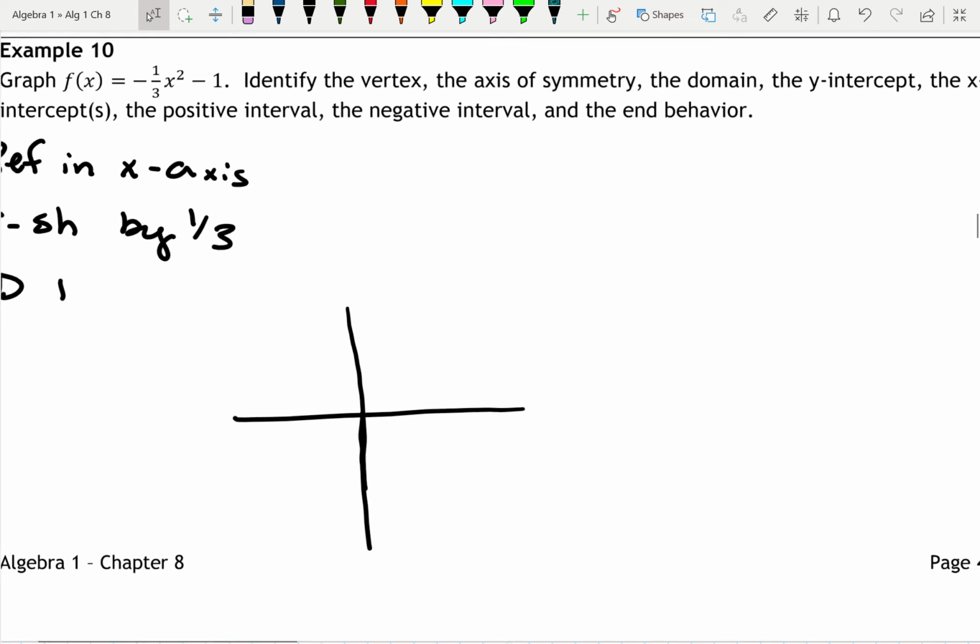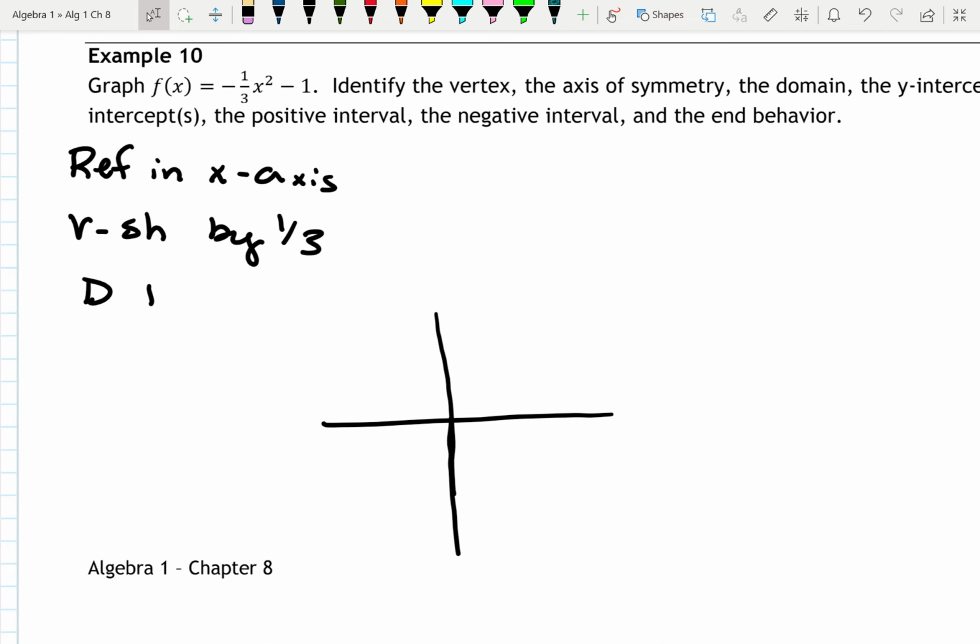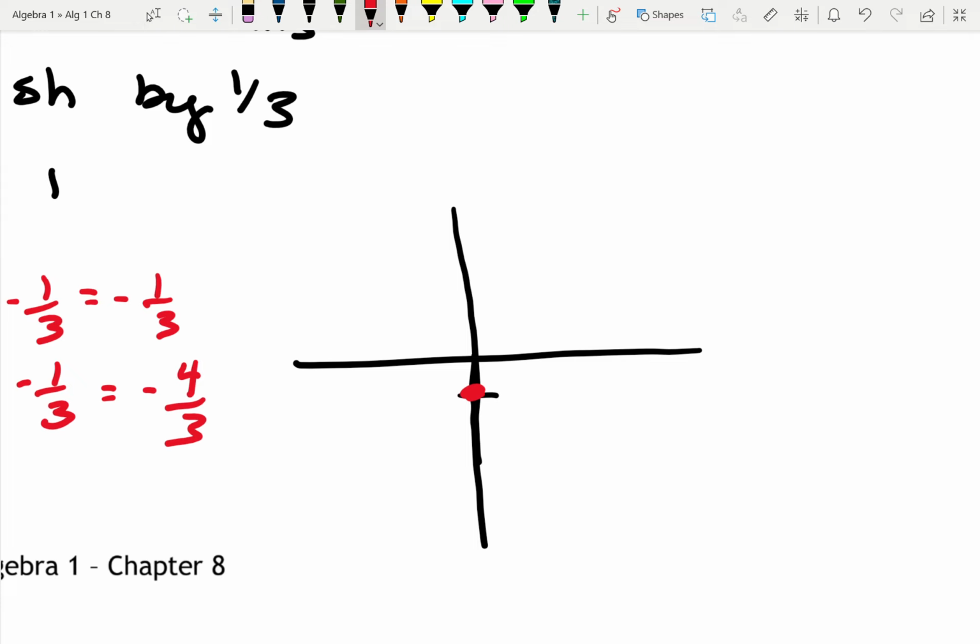We have that our graph went down 1 unit, so there's our vertex. And then I'm going to use the vertical shrink by 1/3. I'm going to use the numbers 1 and 4, and I'm going to multiply them by -1/3. That gives me -1/3 and -4/3. So for my next points, my first set of points are going to be down 1/3 and then left and right 1.